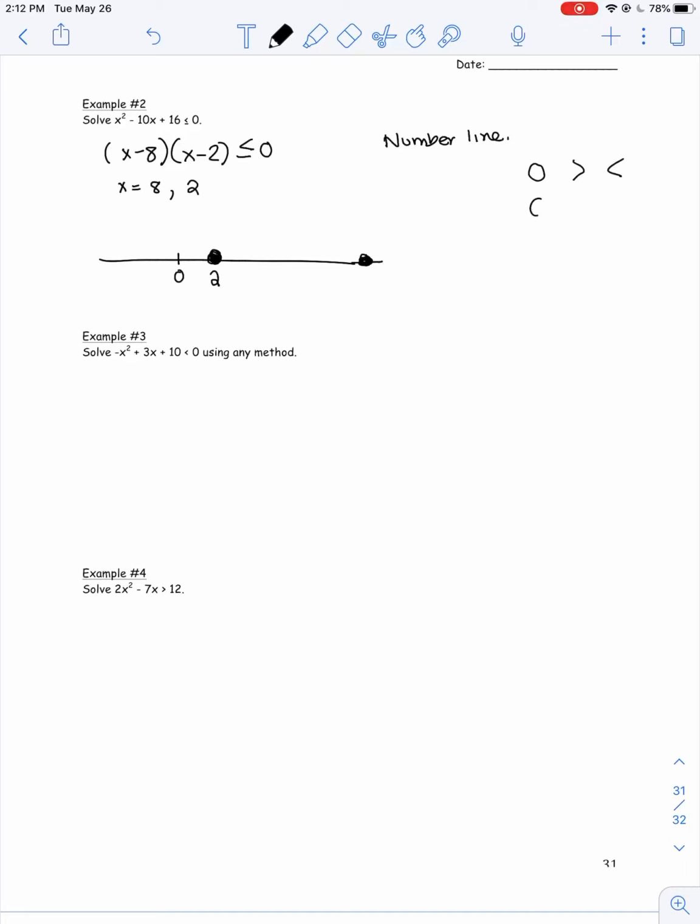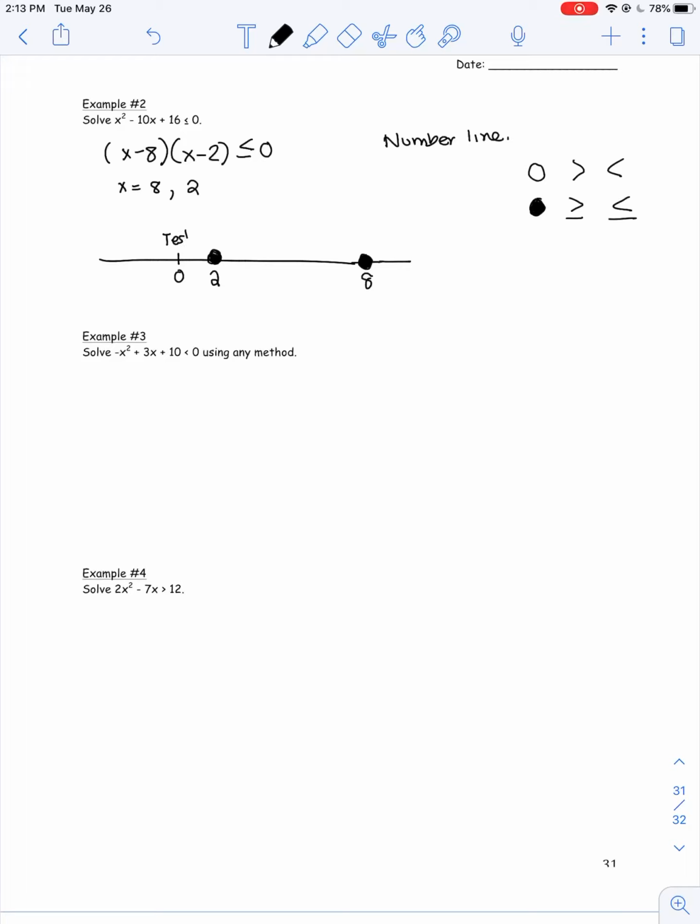You're going to use an open circle when you see a greater than or less than symbol, and you're going to use a bubbled-in circle when you see greater than or equal to and less than or equal to. So that's why I colored in the circles right there, because we do want to include those x-intercepts.